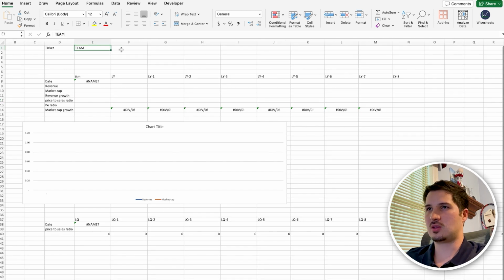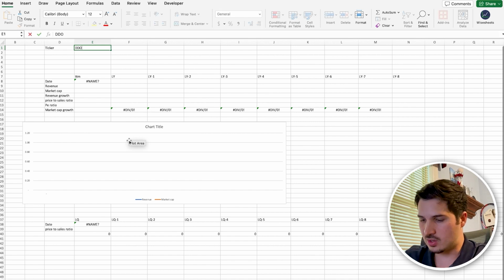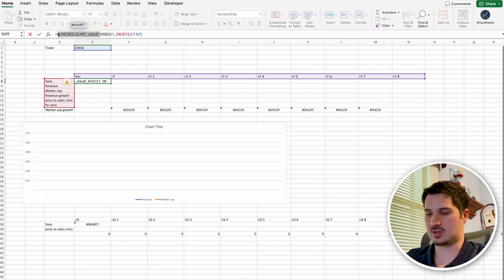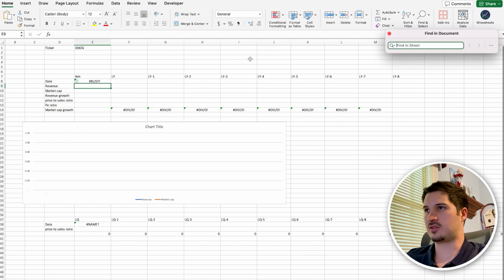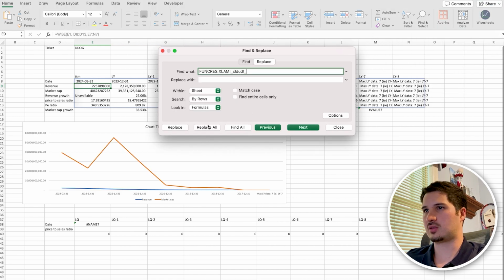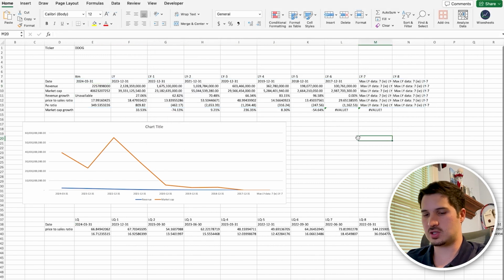So as you can see, we have the company right here. DDOG, so that would be Datadog. And now we have some formulas that get the data. Now in this case, there's a little mistake, but we're gonna fix them all. So if I click on replace, click on this, replace all. Okay, we've gotten rid of all that nonsense and now we're back. We have our numbers back.